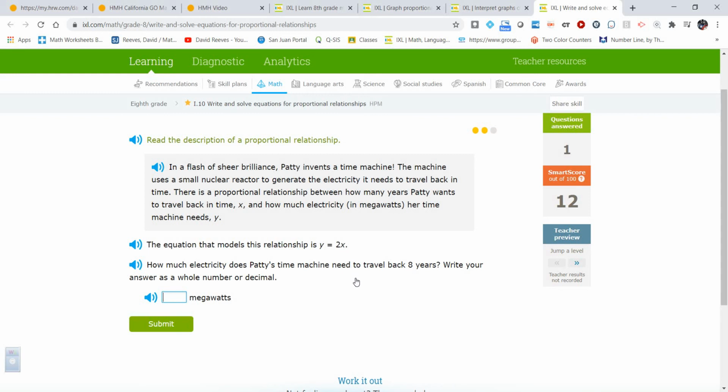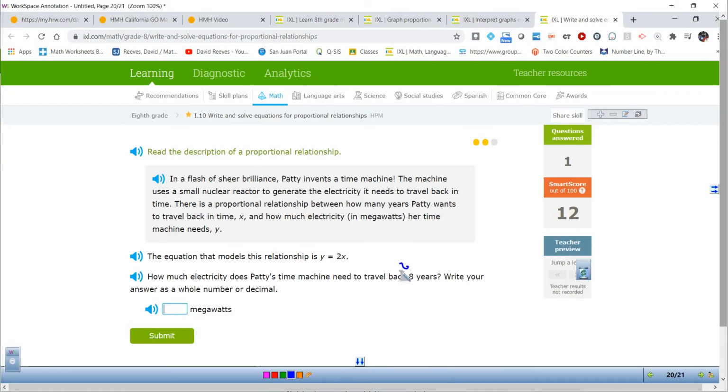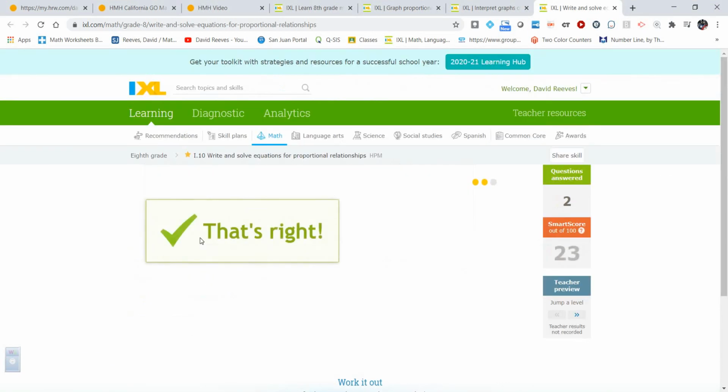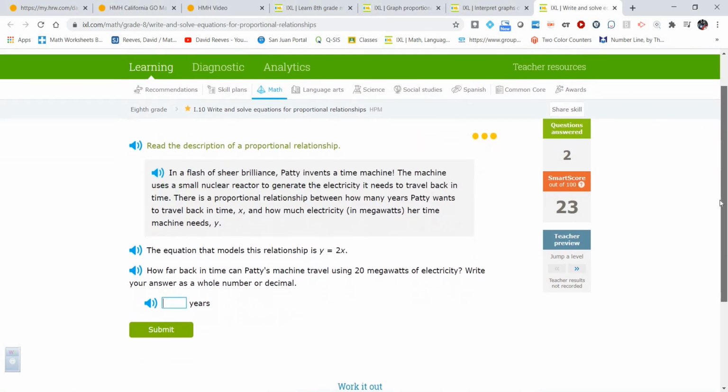How much electricity does she need to travel back 8 years? So again, time is x. So basically, what are they telling us? They're saying x is equal to 8, and they want to know how much electricity, that's y, right? But y is equal to 2x, and now we know that x is equal to 8, so y is equal to 2 times 8, so y is equal to 16. So that means 16 megawatts are needed because we need twice as much electricity as we need time.